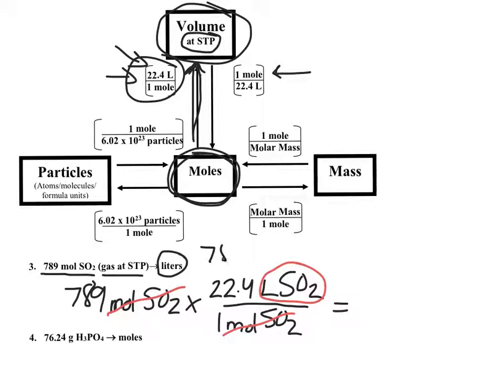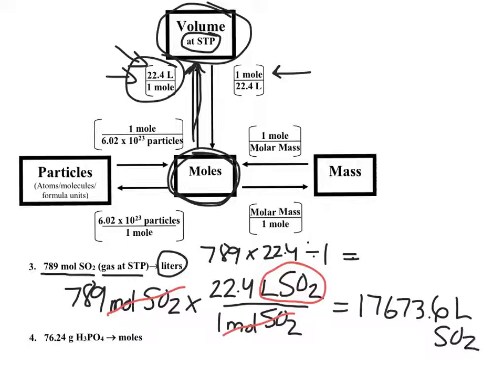To do my math, I just take the number I start with, multiply by the top, which would be 22.4, and divide by the bottom, which would be 1. And I guess you don't really have to do that last part, but 789 times 22.4 ends up being 17,673.6 liters of SO2. Notice that my units up top here are the same as my units up here. All right? So that was a pretty straightforward one. No additional math required for the conversion factor or the fraction, but that was nice.